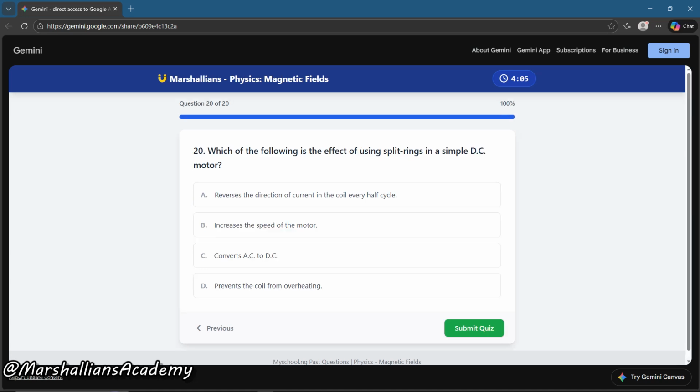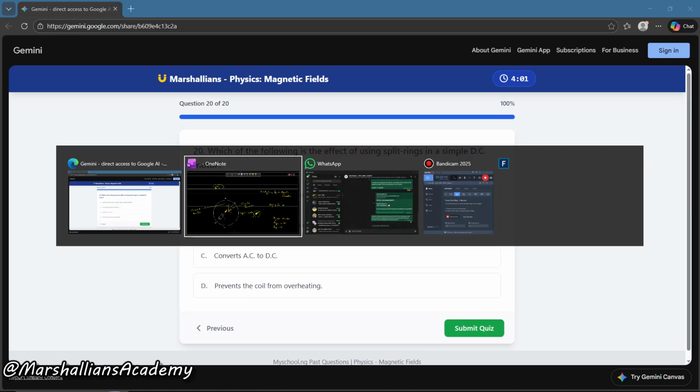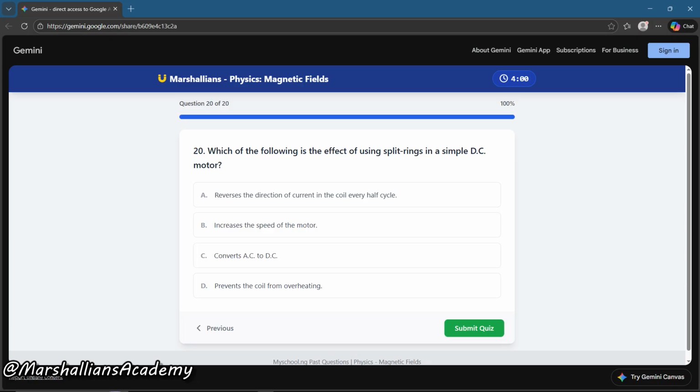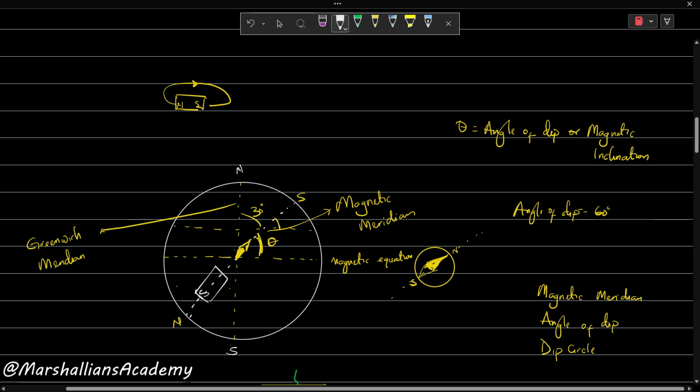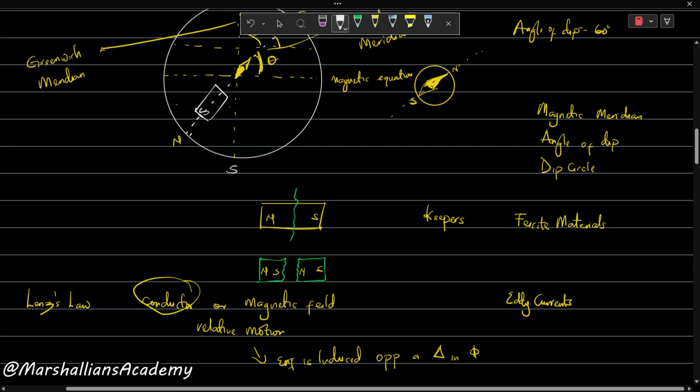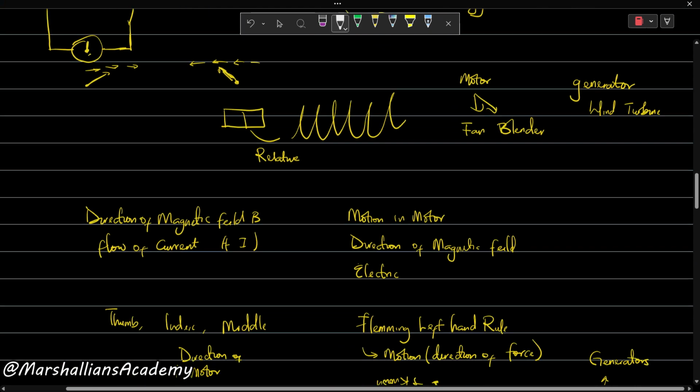And which of the following is the use of split rings? What is a split ring? Now, a split ring is used in a motor, in a DC motor, direct current motor. What is the job of the split ring?